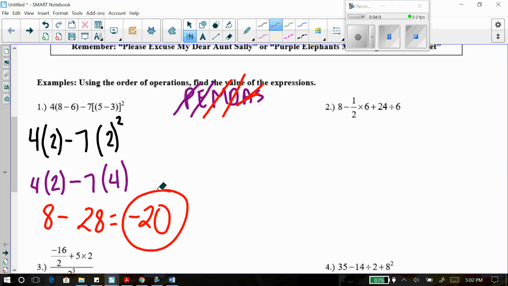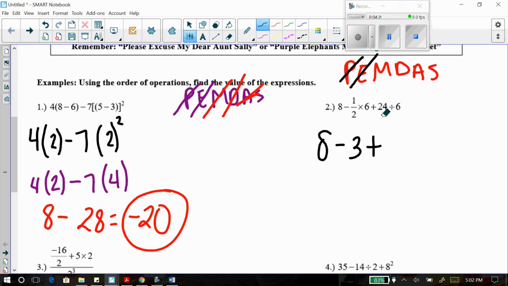All right, let's try the next one. PEMDAS. Please excuse my dear Aunt Sally is how I learned it. So I don't see parentheses. I don't see exponents. Let's do multiplication and division left to right. So 8 minus 1/2 times 6 is 3, plus 24 divided by 6 is 4. Then adding, subtracting left to right. So 8 minus 3 comes first, plus 4 is 9.